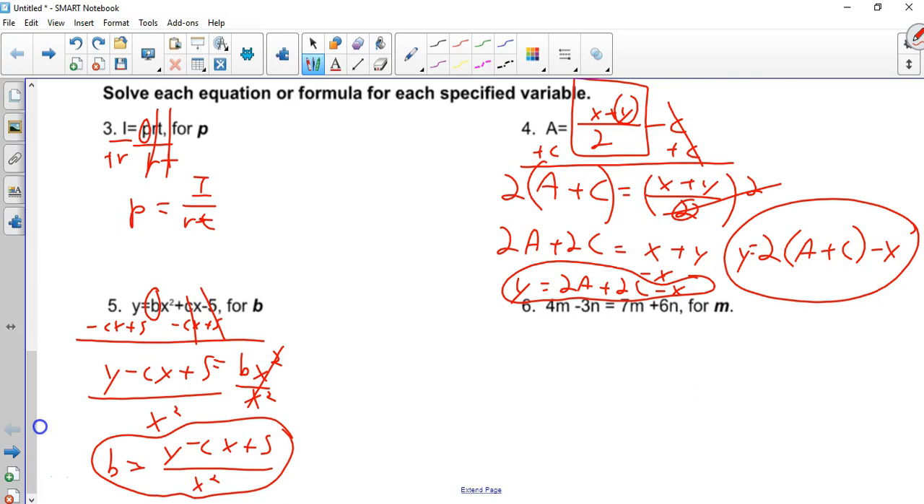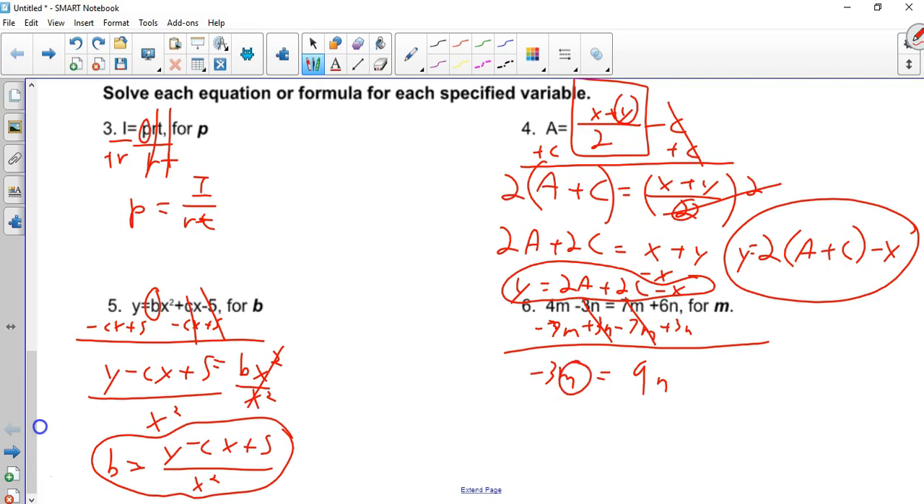Okay, 4m minus 3n equals 7m plus 6n. Well, first off, I need to solve for m, but there's 2m. So what I'm going to do is combine like terms. I'm going to move this 7m over here. And I can do it in 2 steps, or I can move this 3n to the right. It's up to you what you're comfortable with. 2 steps is fine. Over here I get 4 minus 7 is negative 3m's. My n's cancel. On the right side, my m's cancel, and I get 6 plus 3 is 9n.